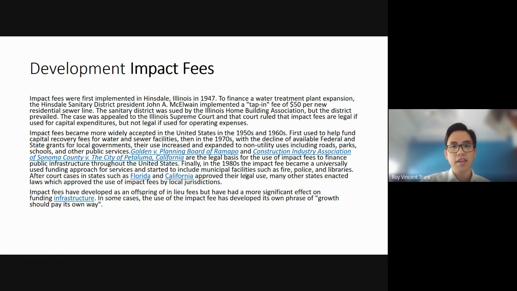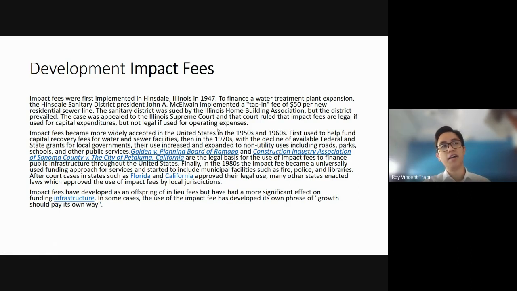The sanitary district implemented a fee of $50 for new businesses and new subdivisions to tap in. So $50 per new residential sewer line. Of course, the local home building association didn't like a new fee, but the courts ruled that impact fees are legal for capital expenditures, meaning expenditures that you pay at the start of the project, which are very different from operating expenses.